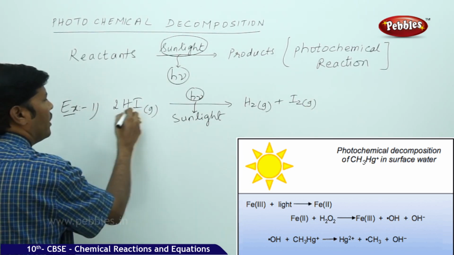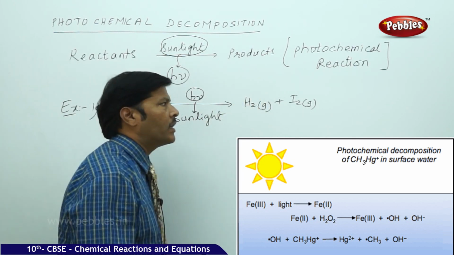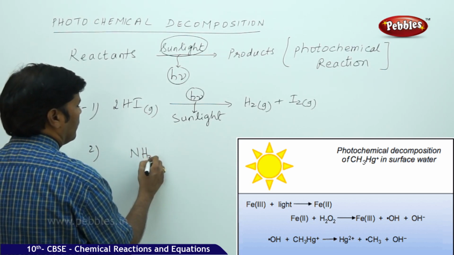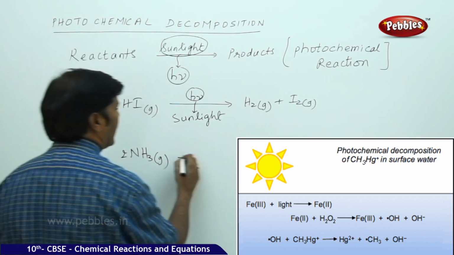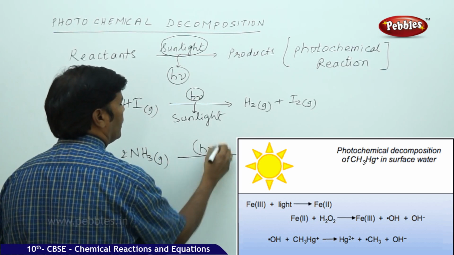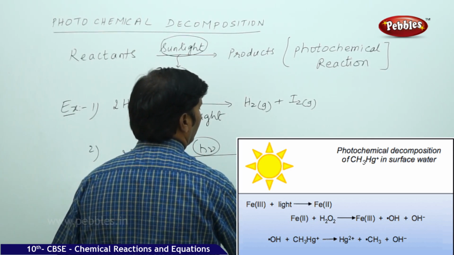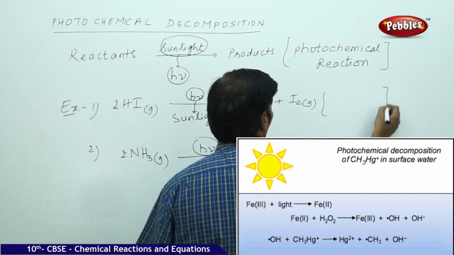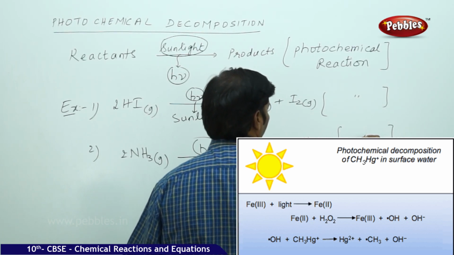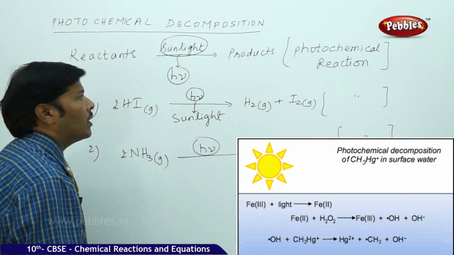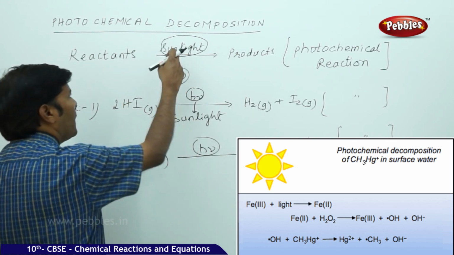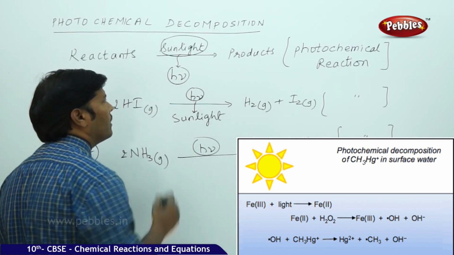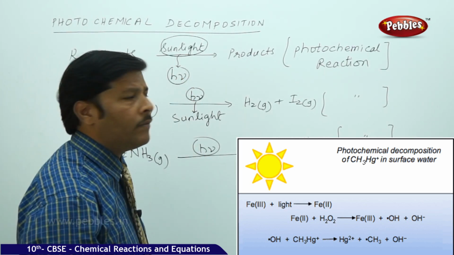That means 2 moles of hydrogen iodide gas is decomposing to give hydrogen gas plus I2 gas. Sometimes you can also take 2 moles of ammonia gas in the presence of sunlight, that is hν. It gives 1 mole of nitrogen gas plus 3 moles of hydrogen gas. All these come under photochemical reactions, or photochemical decomposition, because here the sunlight is acting as a catalyst. Sunlight is mathematically given by hν, where h is the Planck's constant and ν is the frequency.